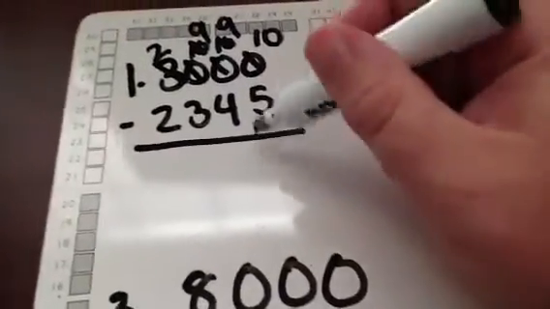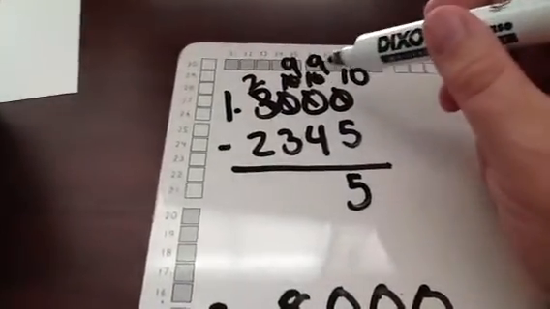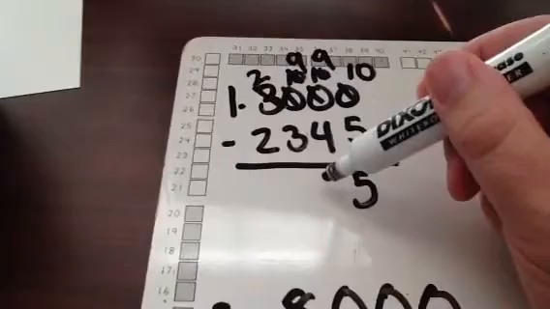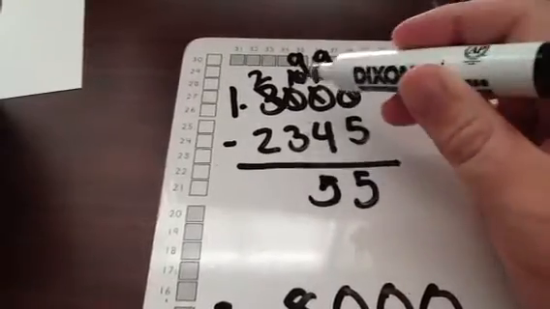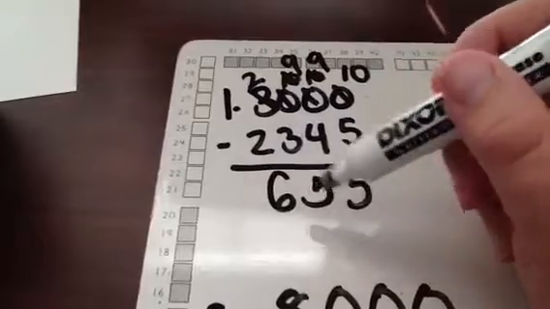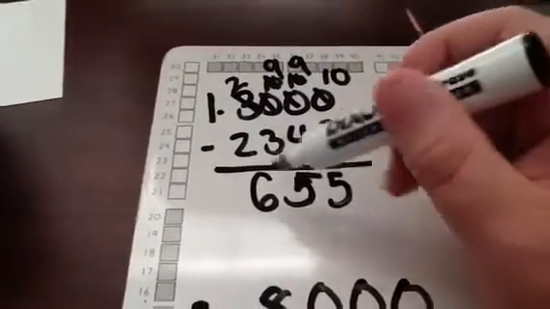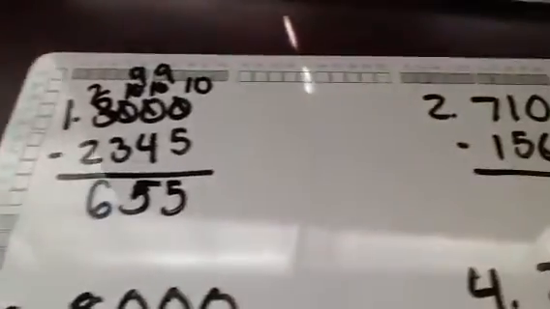So here's what this one looks like. 10 minus 5 is 5. 9 minus 4 is 5. 9 minus 3 is 6. And then the 2 and 2 cancel each other out. That's not the neatest 5, but your answer is 655 for the first one.